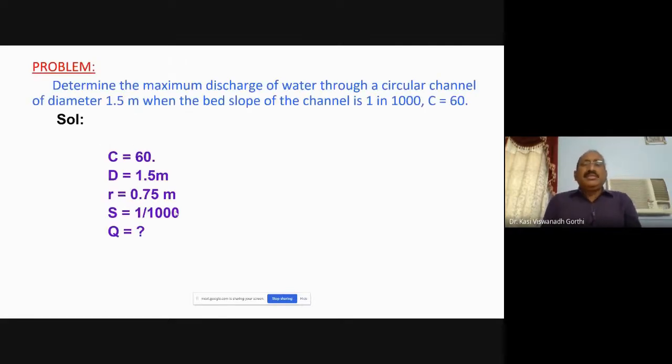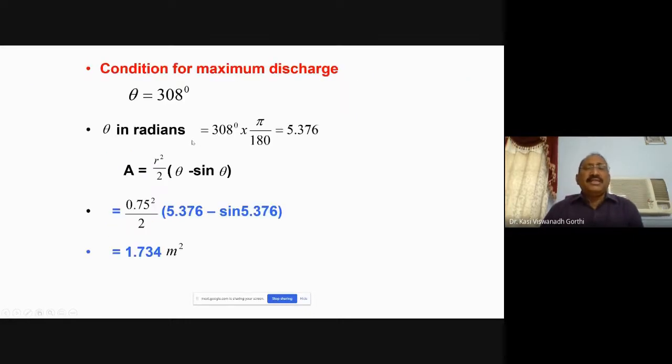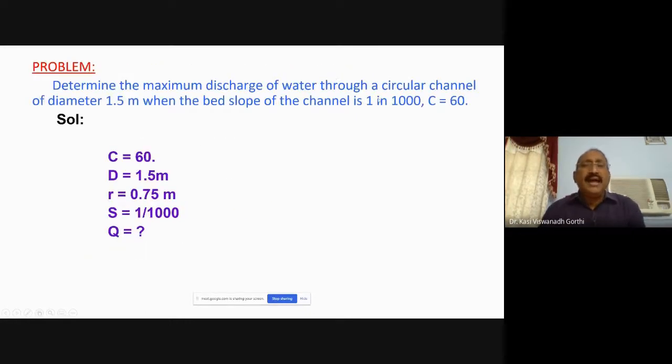Determine the maximum discharge of water through a circular channel of diameter 1.5 meters when the longitudinal slope or bed slope of the channel is 1 in 1000. Chezy's C is given to be 60. So C is 60, diameter is 1.5, and since diameter is 1.5, the radius is 0.75, S is 1 in 1000, find the value of the discharge Q. So it has to carry the maximum discharge. Please note here, the condition for maximum discharge you have to use. Further, Chezy's coefficient is given.